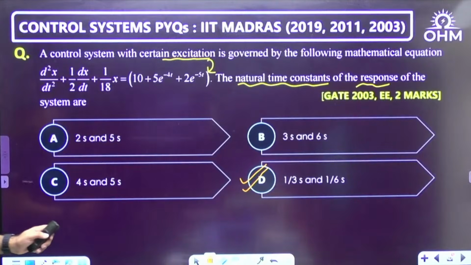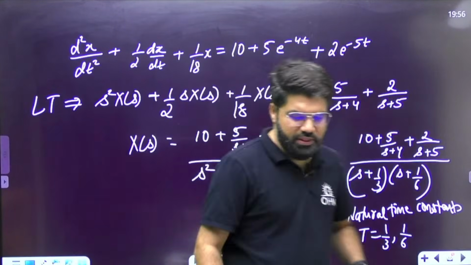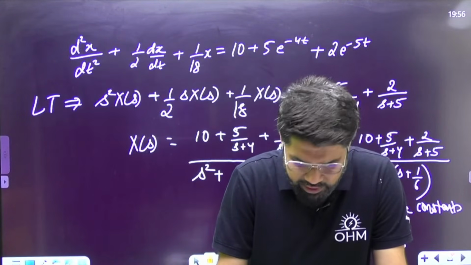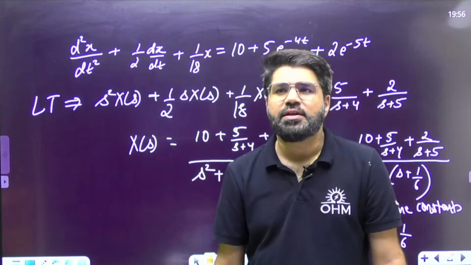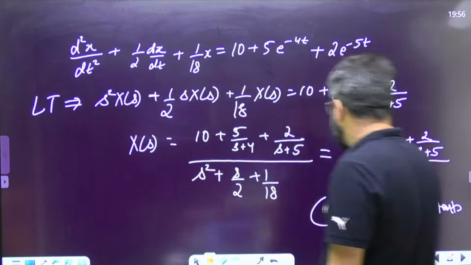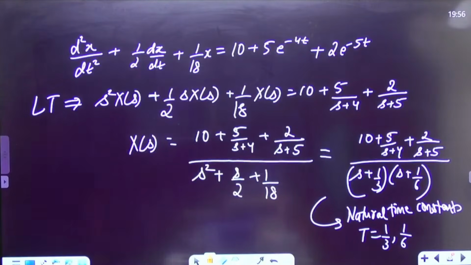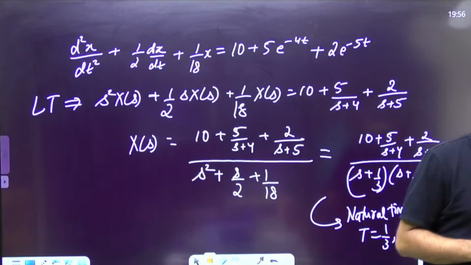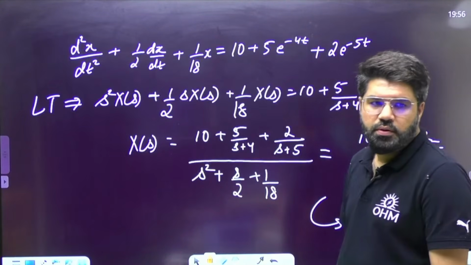This is what I was just telling when I calculated the whole thing with respect to the complementary function. Answer would be B here. Answer would be D here, sorry, 1 by 3 and 1 by 6. Any confusion now you can mention it to me. Right, next question.